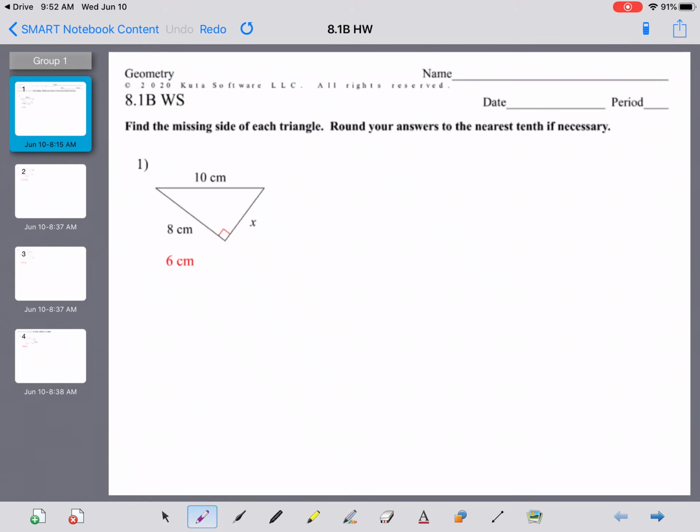All right, guys, let's take a look now at the 8.1b worksheet. In this one, this is a little bit more like what we're supposed to be doing with an 8.1. We've been given a right triangle in each one of these cases. Two sides have been given to us, 8 centimeters and 10 centimeters. We've got to find the third.